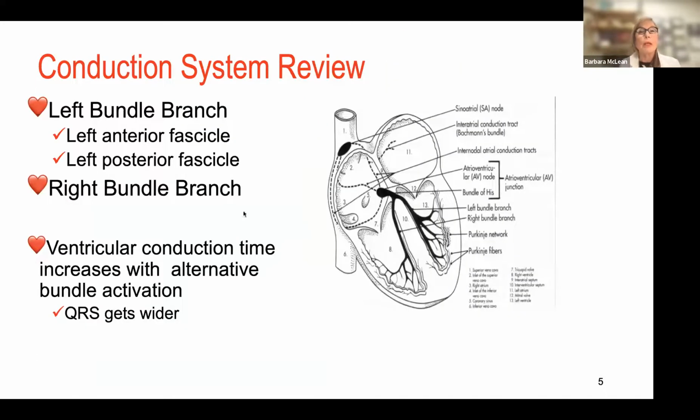So let's take a really quick look at these bundles, just remembering that once we've activated the atria, the impulse is gathered in the AV node or the AV junction, sent down into the common bundle, and then into the bifurcation to the right and the left bundle branches. And that left bundle, remember, you've got that nice common bundle and the bundle of His that then splits into the anterior and the posterior division.